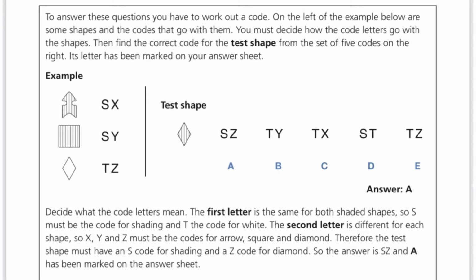Decide what the code letters mean. The first letter is the same for both shaded shapes, so S must be the code for shading and T the code for white. The second letter is different for each shape, so X, Y, and Z must be the codes for arrows, square, and diamond. Therefore, the test shape must have an S code for the shading and a Z code for the diamond. So the answer is SZ and A has been marked on the answer sheet.